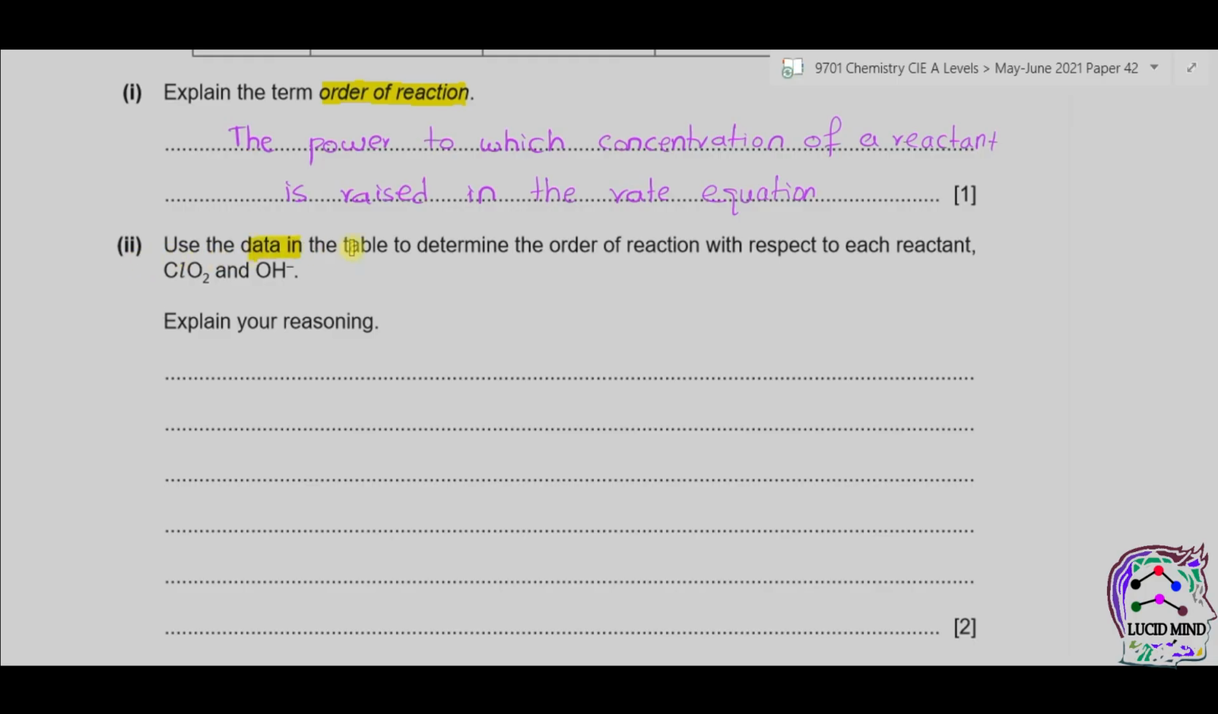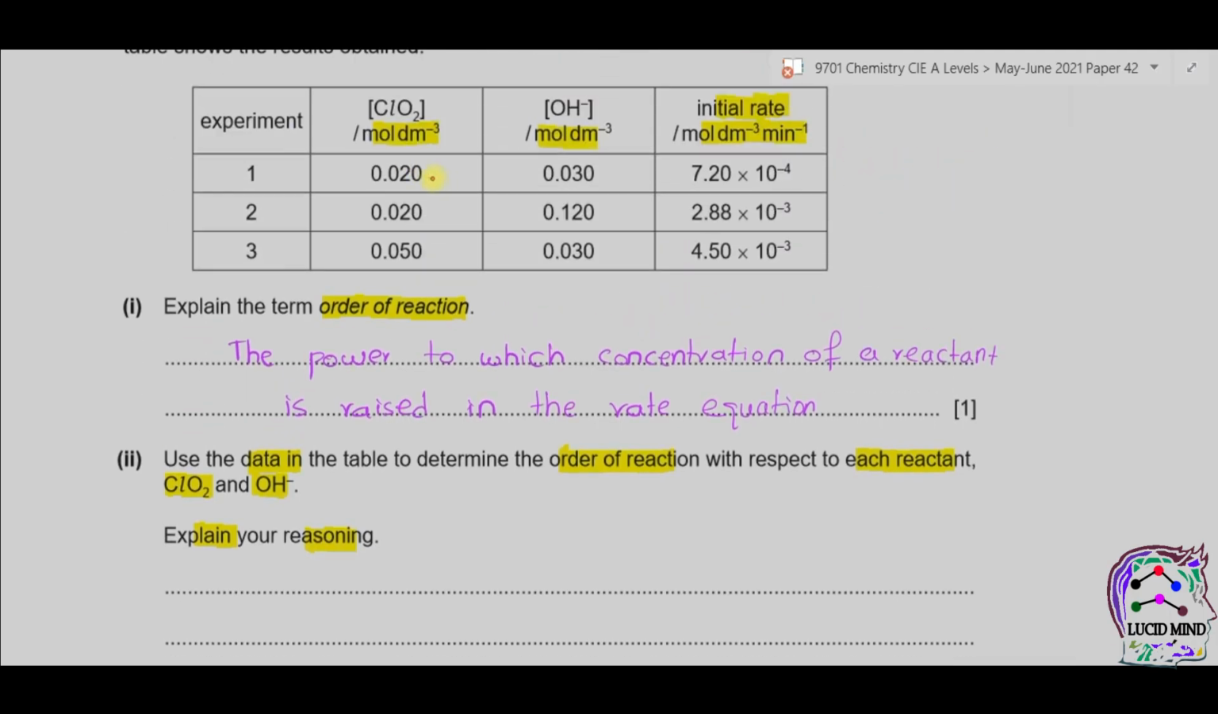Part 2 says use the data in the table to determine the order of reaction with respect to each reactant. We have two reactants, ClO2 and OH negative, and then explain your reasoning. Now in the table we can see that the concentration of the first reactant is similar in the first and second experiment, so we can use this to find the rate of reaction for the second. As we can see, this one has increased 4 times. 0.3 times 4 is 0.120, and for the rate of reaction, if we divide these two, it also comes to 4 times. It means if this reactant is increased 4 times, the rate of reaction also increases 4 times. So this is first order with respect to OH negative.